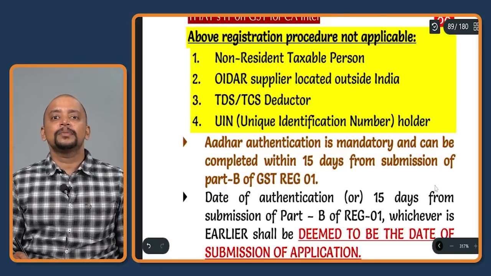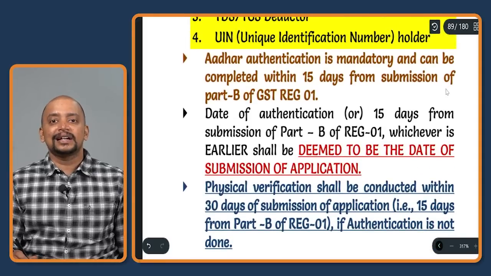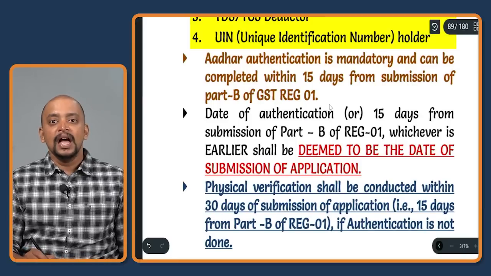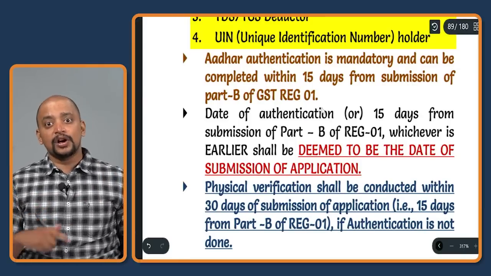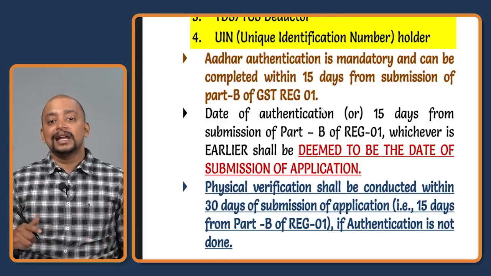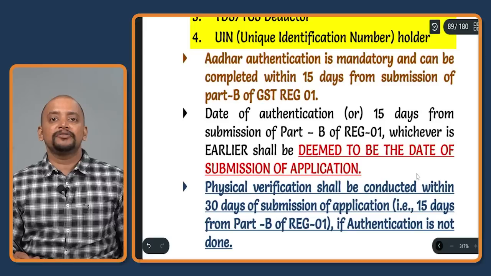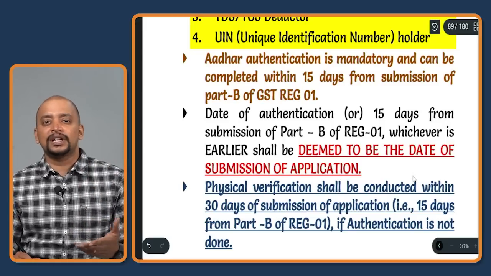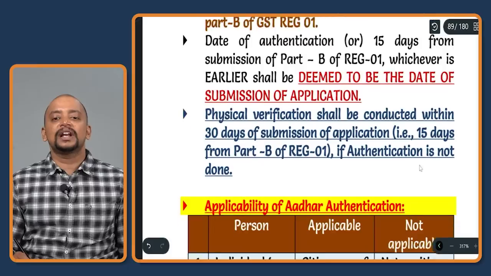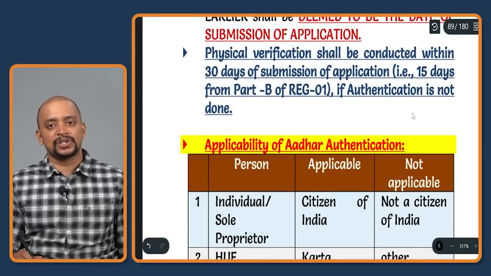And whenever you are making application for registration, Aadhaar authentication is mandatory, and that has to be completed within 15 days of submission of Part B of REG1. And whenever you complete the authentication, or 15 days, whichever is earlier will be taken as the date of submission of application. Suppose what will happen if you are not opting for Aadhaar authentication or opted for authentication and not completed within 15 days, then they will conduct the physical verification of premises and then only they will grant the registration certificate.